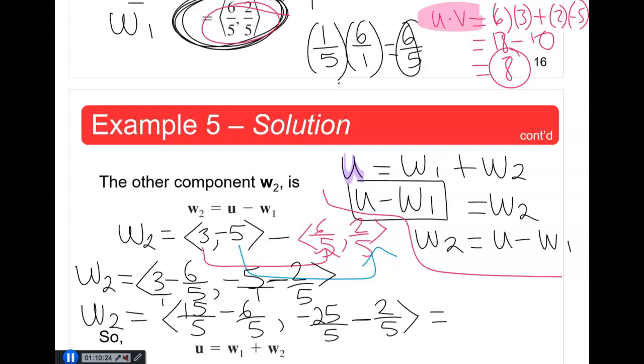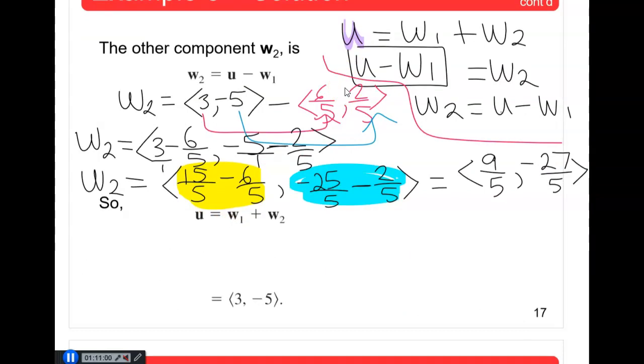Okay, and remember that this by itself is the horizontal component. And then here, this one will give us the vertical component. And we're still just finding W sub 2. So from the horizontal component, 15 minus 6, that is equal to 9. So 9 over 5, comma. For the vertical component, we will have negative 25 minus 2 is negative 27. And the denominator is a 5.